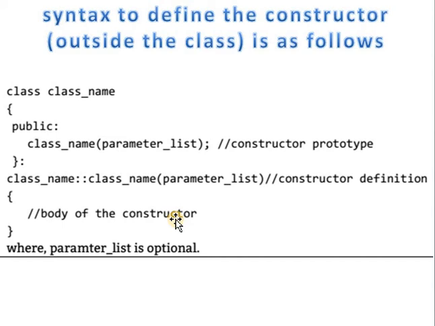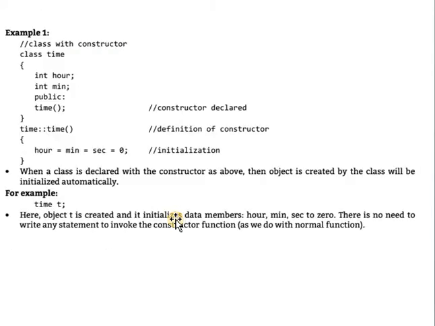Let's see one example for the constructor. Here is an example for the constructor. Here the class is Time. Time is the class. Then in that Time class there are two data members, integer hour and integer minute. Then in the public section, the constructor is declared here, Time. The constructor is defined outside of the class. Here the constructor definition is here.